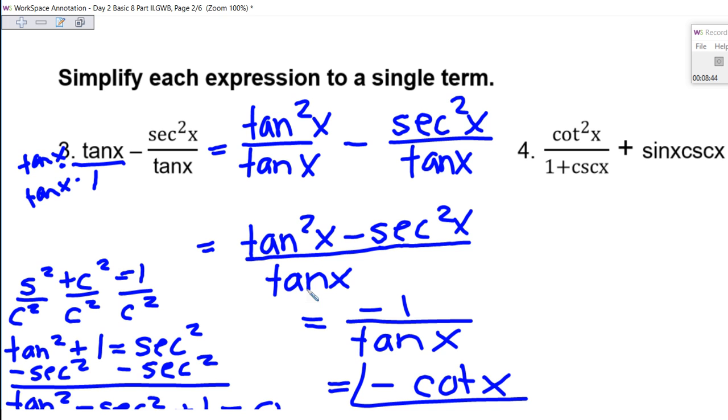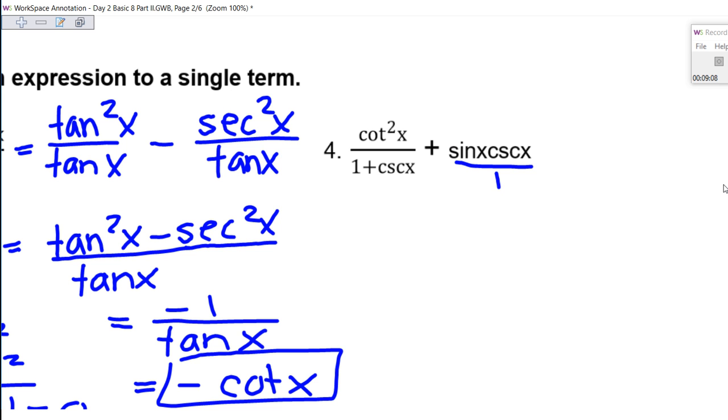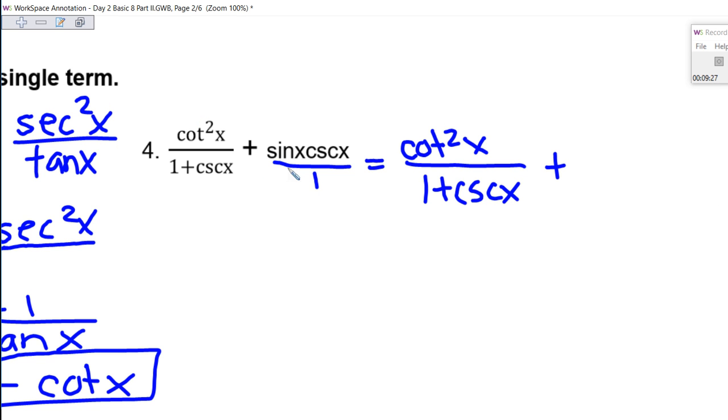Next one, number 4. Now again, when we're adding two fractions, first of all, let's change this to a fraction. Let's put it over 1. Actually, before I even do that, let's go ahead and do a little bit of simplifying with that. Because what do you know about sine of x and cosecant of x? Yeah, they cancel each other out because they're reciprocals. So if you multiply reciprocals together, it's always going to be 1. And let me show you.